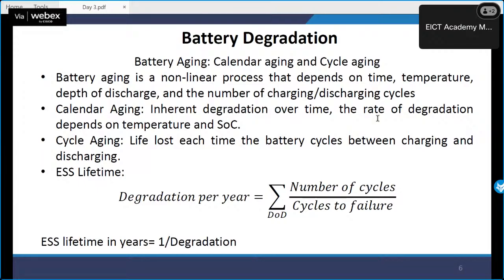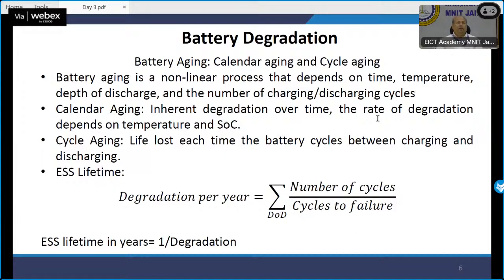Heavy, but also not steady. So you should not be in the condition of idling, which is not good for health, all right? So calendar aging, which is battery aging, is a non-linear process. No one can guarantee a linear life cycle, it is not like a human being. It is completely non-linear.